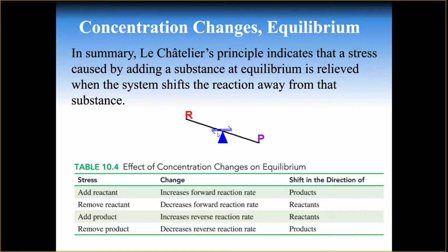The seesaw illustration is also a good way of thinking about it. It changes the balance of the equation, right? If I add to the reactant side, it's going to make the product side go up. Yeah, if I take away reactant, the reactant side is going to drop down. And that's essentially saying the rate, right? The seesaw is for the rate of change.